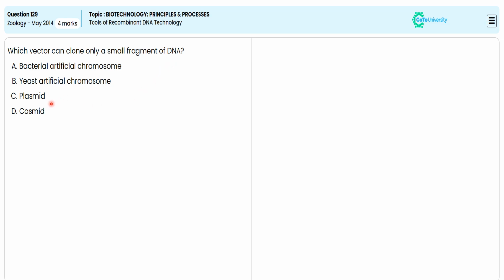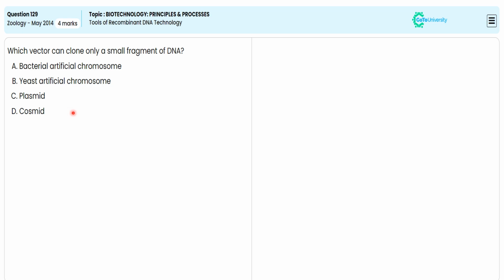Because it is in a position to accommodate the small DNA fragment without corrupting all the regulatory genes, so that it can bring the effective multiplication of the small DNA fragment at a fast rate, unlike bacterial artificial chromosome and yeast artificial chromosome. So we are choosing option C as the correct answer to secure 4 marks.